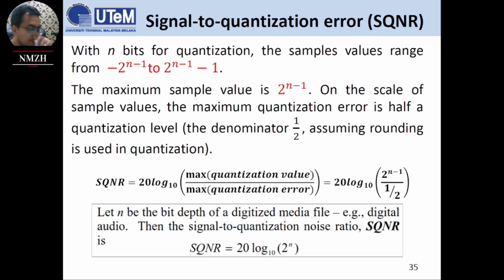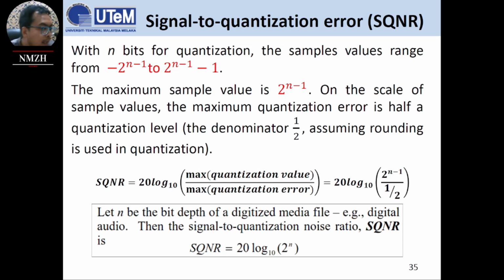So the quantization happens from minus 4, minus 3, minus 2, minus 1, 0, 1, 2, 3. So minus 4 to 3 happens to have 8 choices of number, because 2 power 3 means 8, right? Okay. So the maximum sample value is 4. On the scale of some value, the maximum quantization error is half of a quantization step.